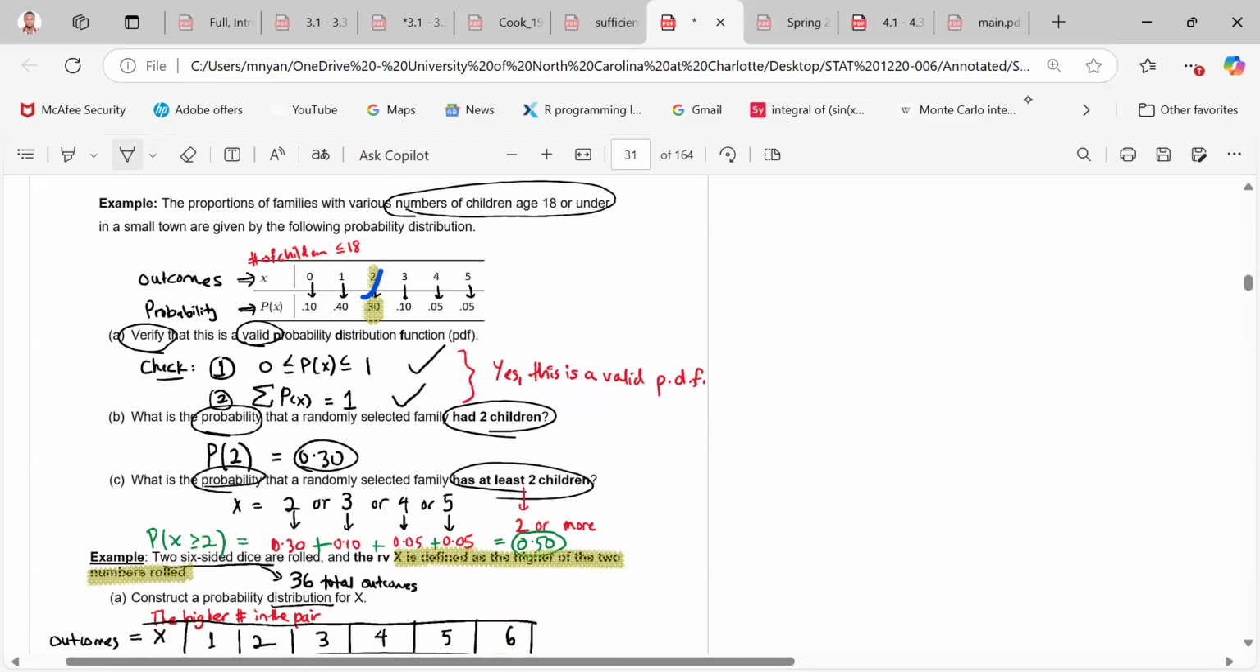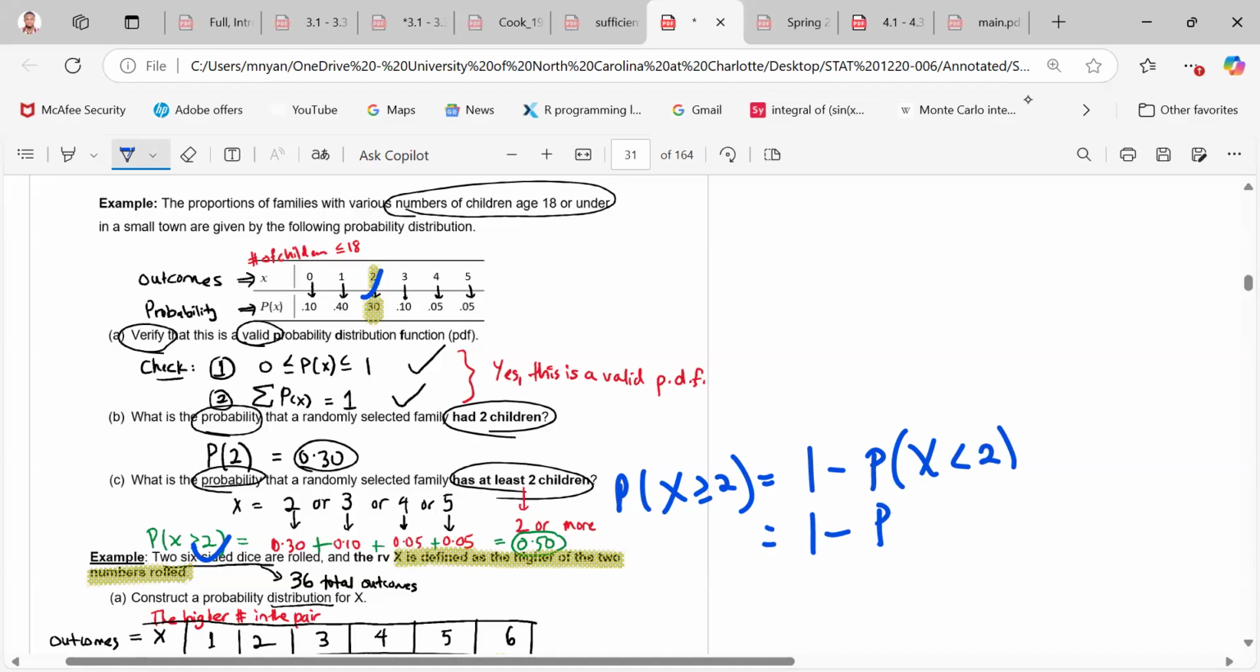So that is the probability of S greater or equal to 2. So we pick from 2 up to 5 and add them, or you can also use the approach that the probability of S greater or equal to 2 could be written using the complement rule as 1 minus the probability that S is less than 2.